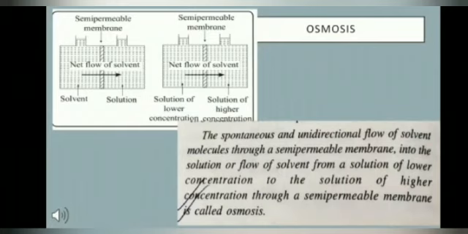When a solution is separated from a pure solvent by a semi-permeable membrane, as you can see in figure 1, the solvent molecules pass through the membrane into the solution and dilute it. If you see the second figure, the solvent flow also occurs when two solutions of different concentration are separated by a semi-permeable membrane. In this case, the direction of flow of solvent molecules is from the solution of lower concentration to the solution of higher concentration. This results in the dilution of the more concentrated solution.